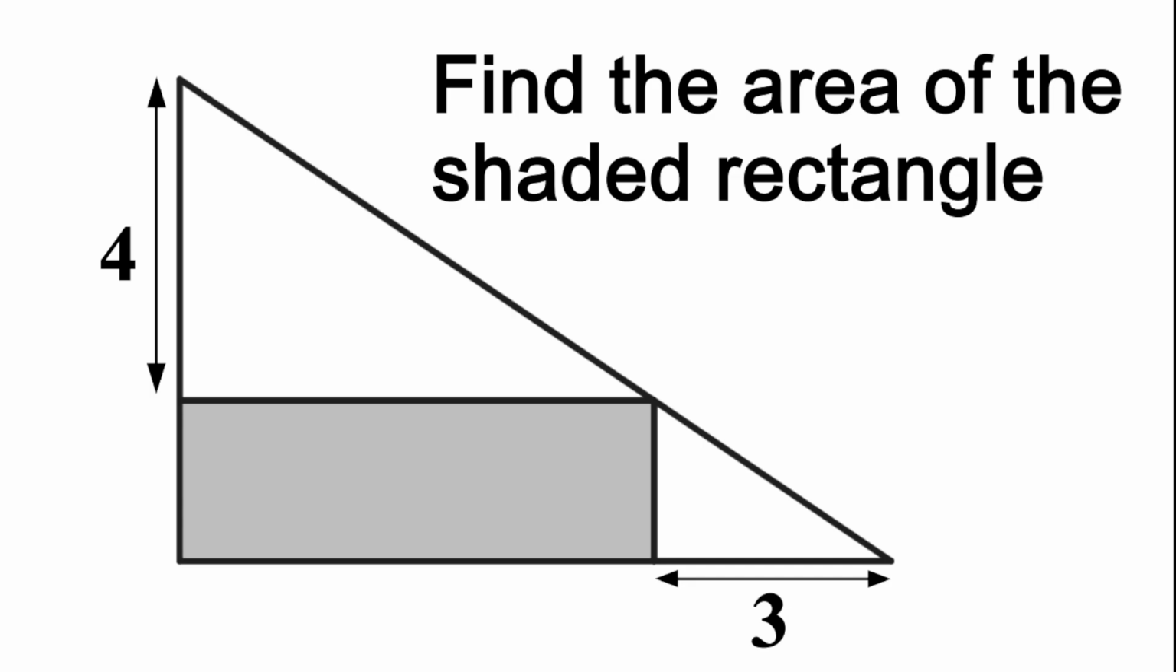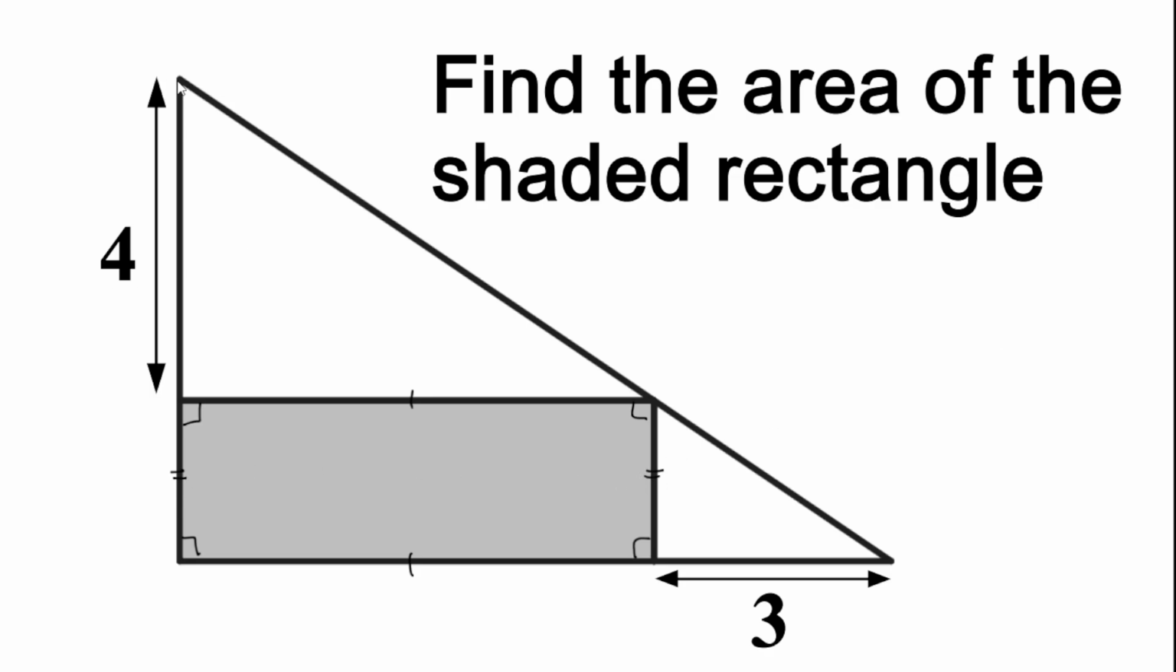Today we'll be doing the following problem. Find the area of the shaded rectangle. So as we can see, we have a triangle here, and inscribed in our triangle is a rectangle. So that would mean all four corners are right angles, and its opposite sides are equal to each other.